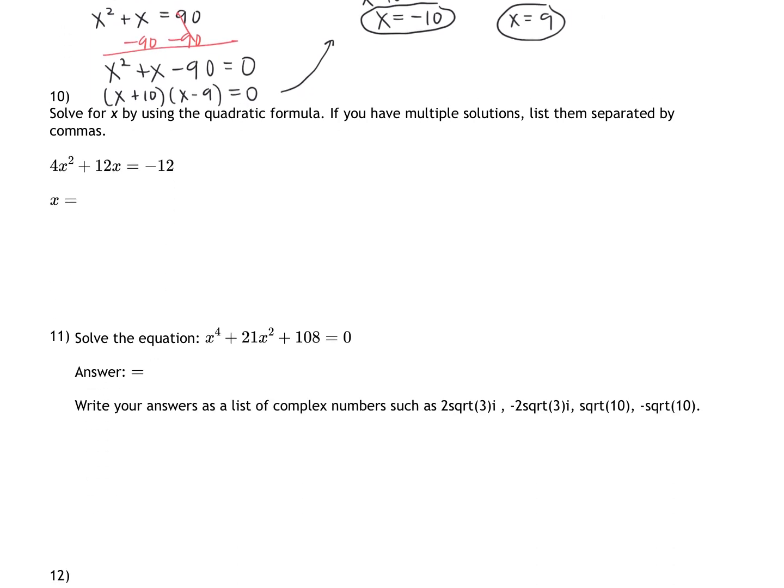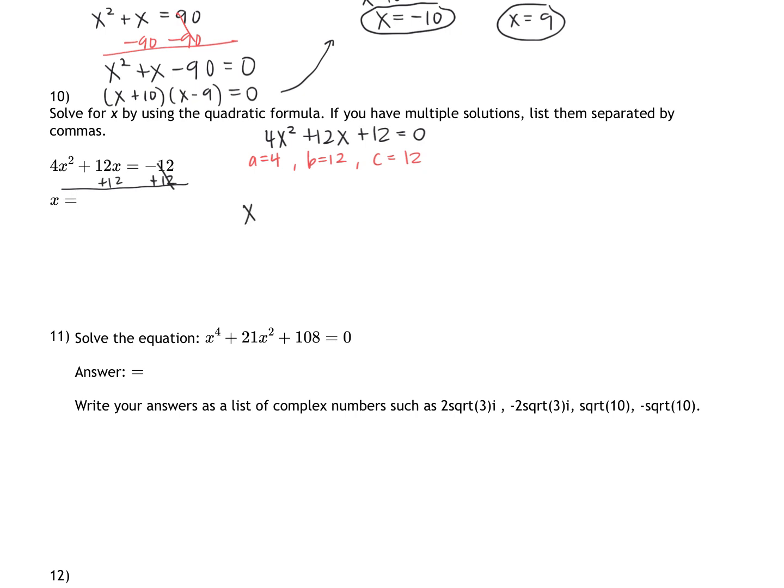Number 10, solve for x using the quadratic formula. So to use the quadratic formula, you need to have everything on the same side of the equal sign, set equal to 0. So we have 4x squared plus 12x plus 12 equals 0. Remember that a is always in front of x squared, so a is 4. b is always in front of x, so b is 12. And c is always the constant, the number by itself, so c is also 12.